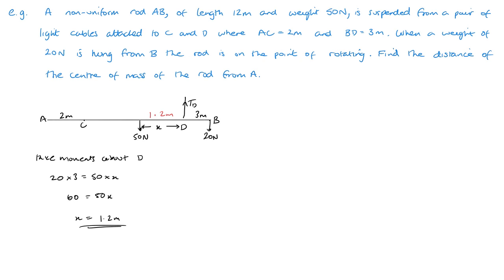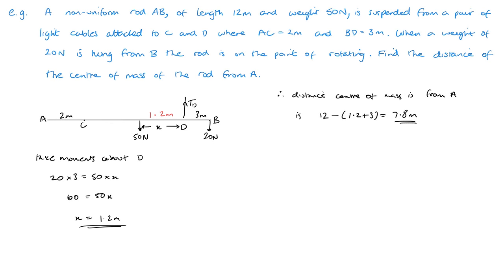So the distance from A, therefore, the distance the center of mass is from A is going to be a length of 12 meters minus the 1.2 plus 3, and it's 7.8 meters. So that is the distance the center of mass is from A.